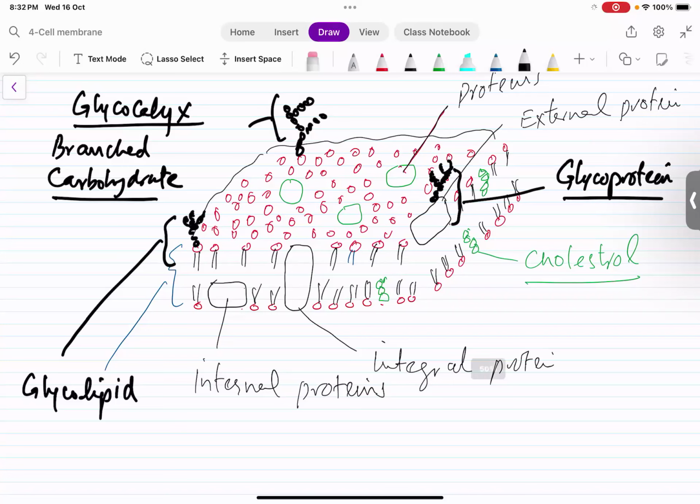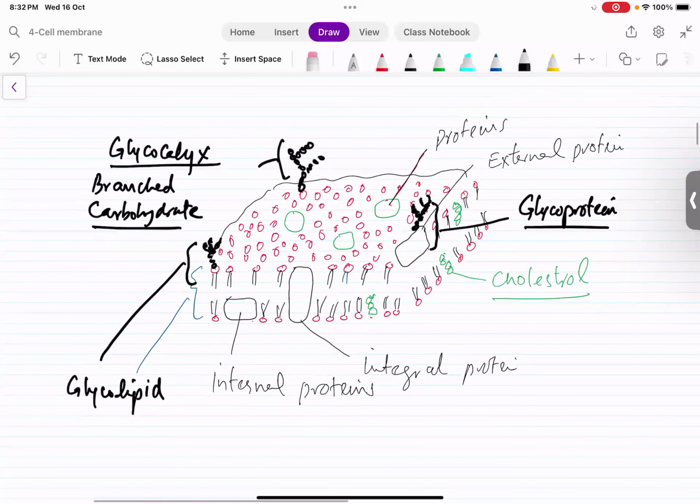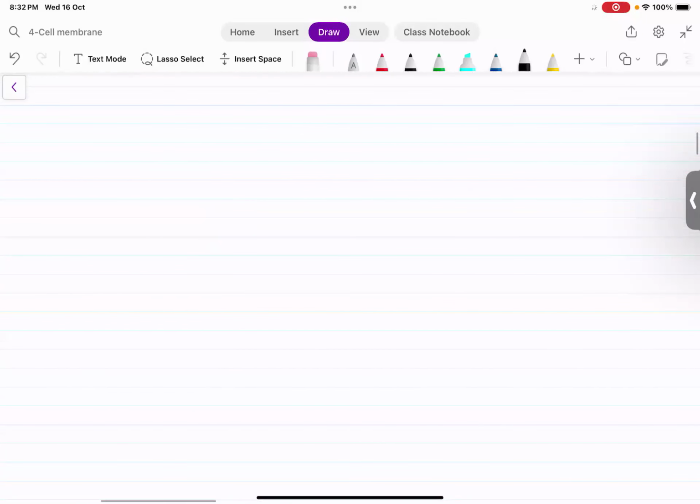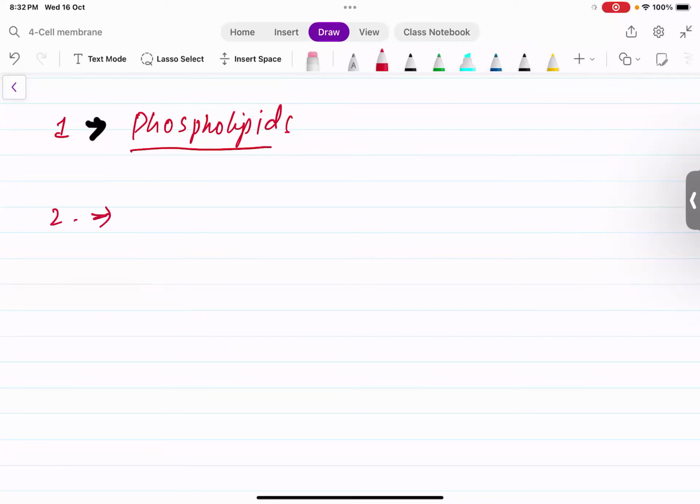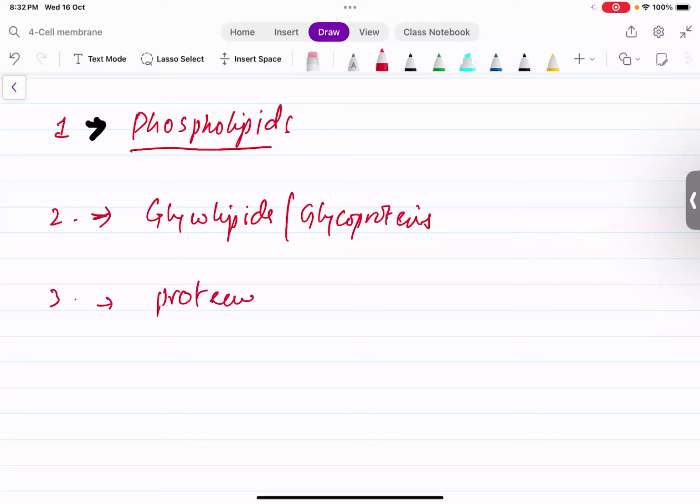So these are the main components of a cell membrane. If I write them, the main component, in largest proportion, are the phospholipid molecules, phospholipids. Then the other component is glycolipids and glycoproteins. Then the third is proteins. And the fourth is cholesterol. We'll discuss their role one by one.